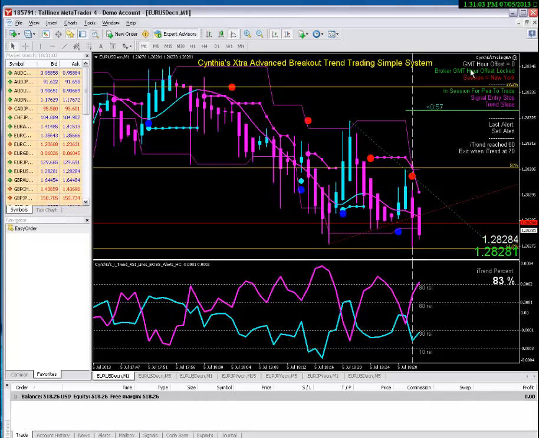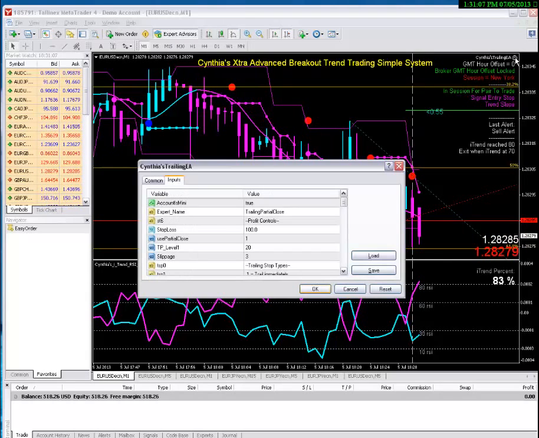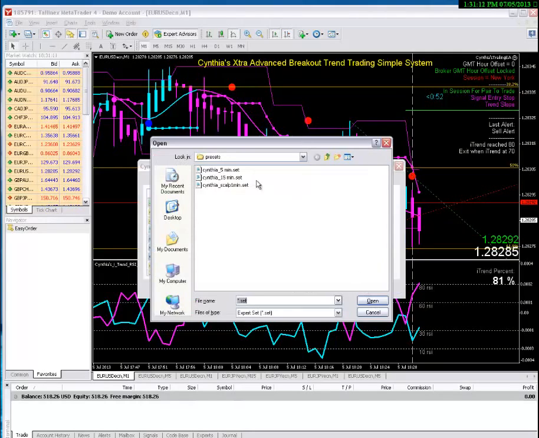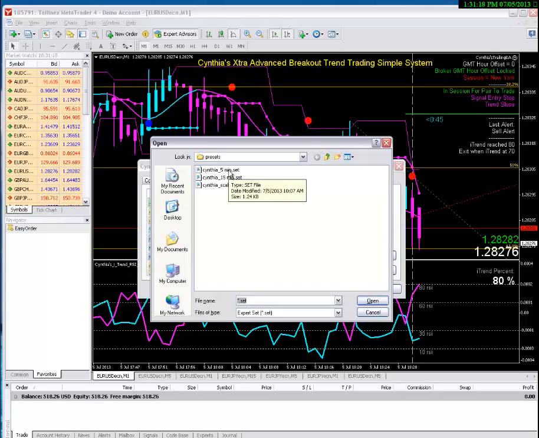First of all, we have a trailing stop. You can see Cynthia's trailing EA up here. It's a trade manager, and it comes preloaded with 3 presets. So you have a scalping preset for the 1-minute chart, you have a 5-minute chart preset, and a 15-minute chart preset.